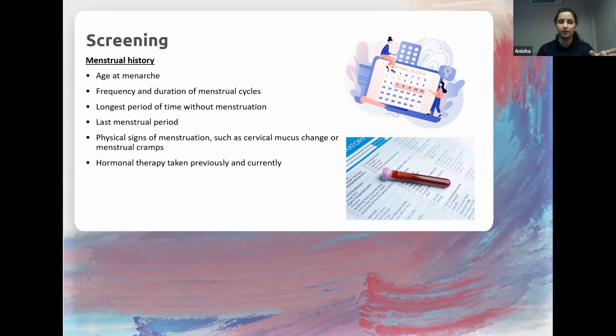Then physical signs of menstruation. Other than getting a normal backache or cramps or feeling of fatigue, there is a thing called cervical mucus change, or because of that getting menstrual cramps. So apart from a normal menstrual cycle, are you finding any discharge during your menstruation? It is very important to be seen and noted, because that is something which is going to suggest underlying pathology. And whether any hormone therapy was taken before is something you need to be very clear of when you are approaching a gynac or when you're discussing this with a coach or your physio.